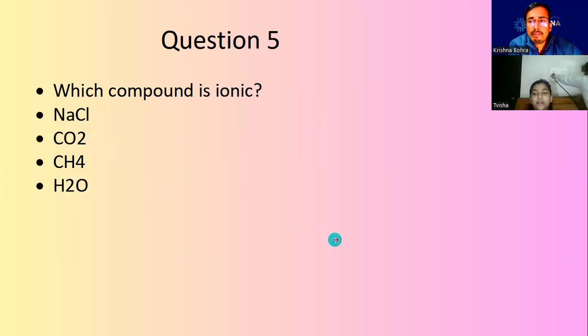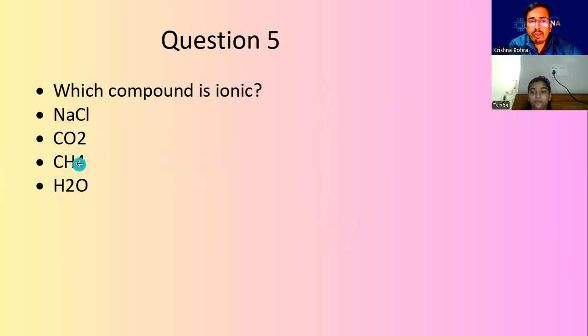Because Na is positive, which means ion. Yes, sodium is positive, and chloride, which is Cl, is negative. So the combination of positive and negative makes an ionic compound. Okay, you are absolutely correct.